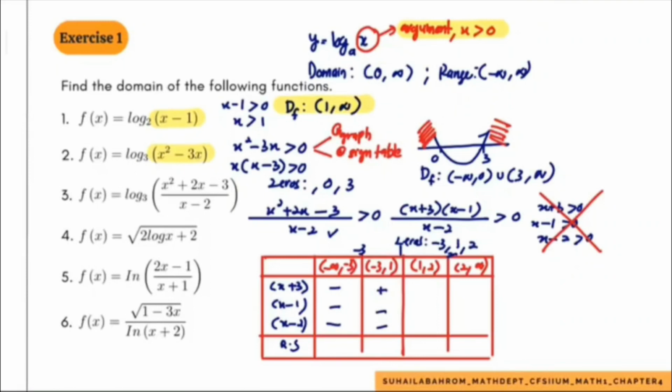The next one, let's say we choose 1.5. So you will get plus, plus, negative. And the last one, let's say we choose the value of 3. So you will get all the factors as positive.